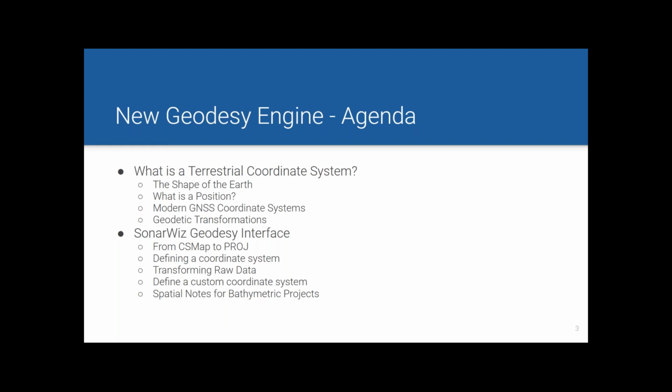What that means for you going forward, talk about backwards compatibility and forwards compatibility between projects, and then walk you through actually using the new engine. So how to define a coordinate system, how to transform your data, and creating custom coordinate systems when they're necessary. Hopefully it will be less often that you actually need to create custom coordinate systems, but I'll talk about all of that. And then finally, I'm going to have some special notes for bathymetric projects.